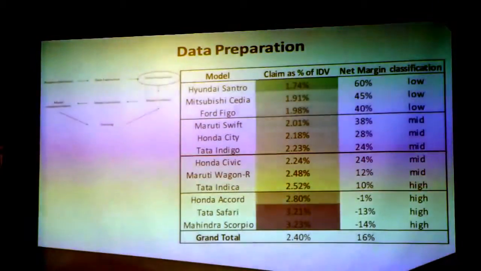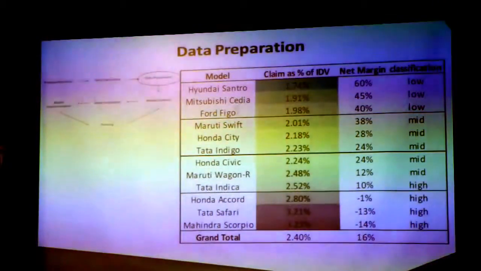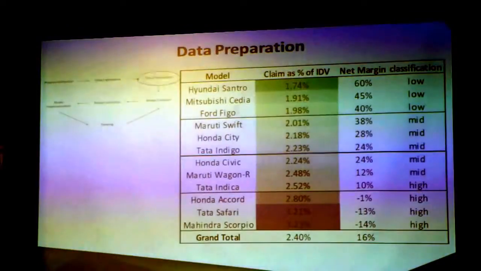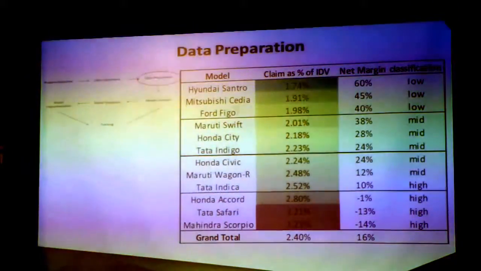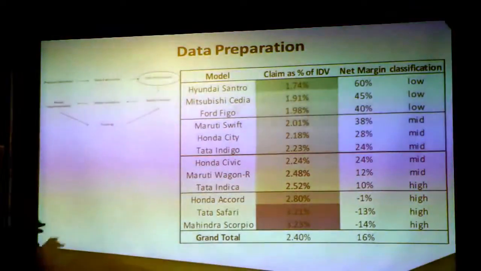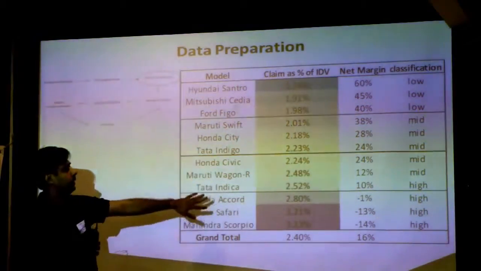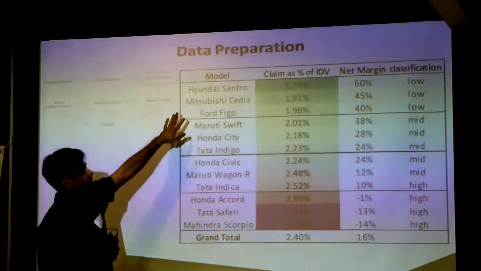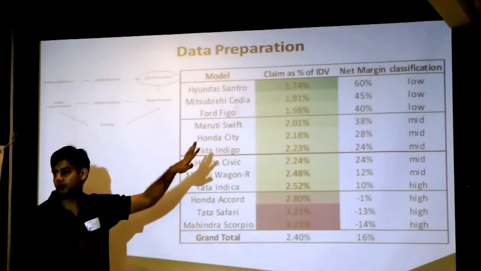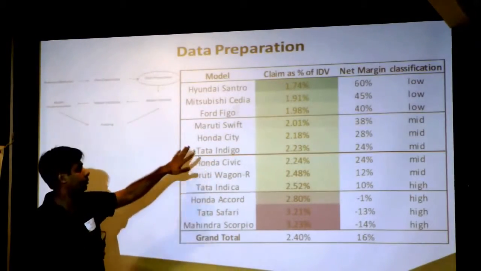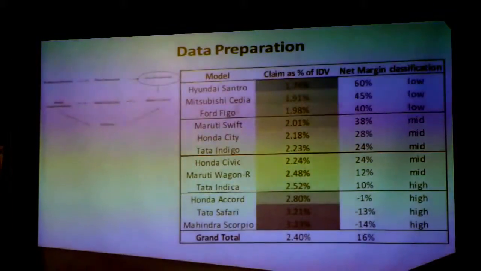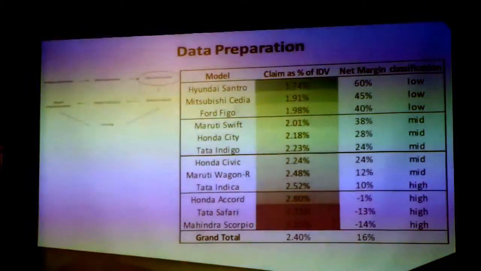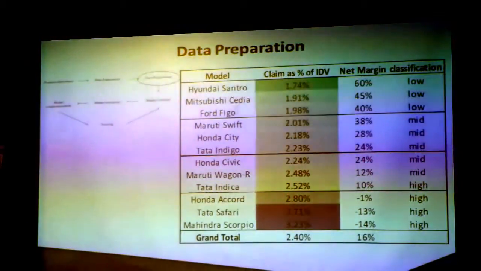Okay, so in the data we have the claim, we have the IDV. What we've done is aggregate that, and for each model, we look at the average claim as a percentage of IDV. We can see some very interesting trends here, very apparent. Hyundai Santro is the most profitable model for the company at a macro level. 1.74% is what they are paying. They're charging 2.84% on average.